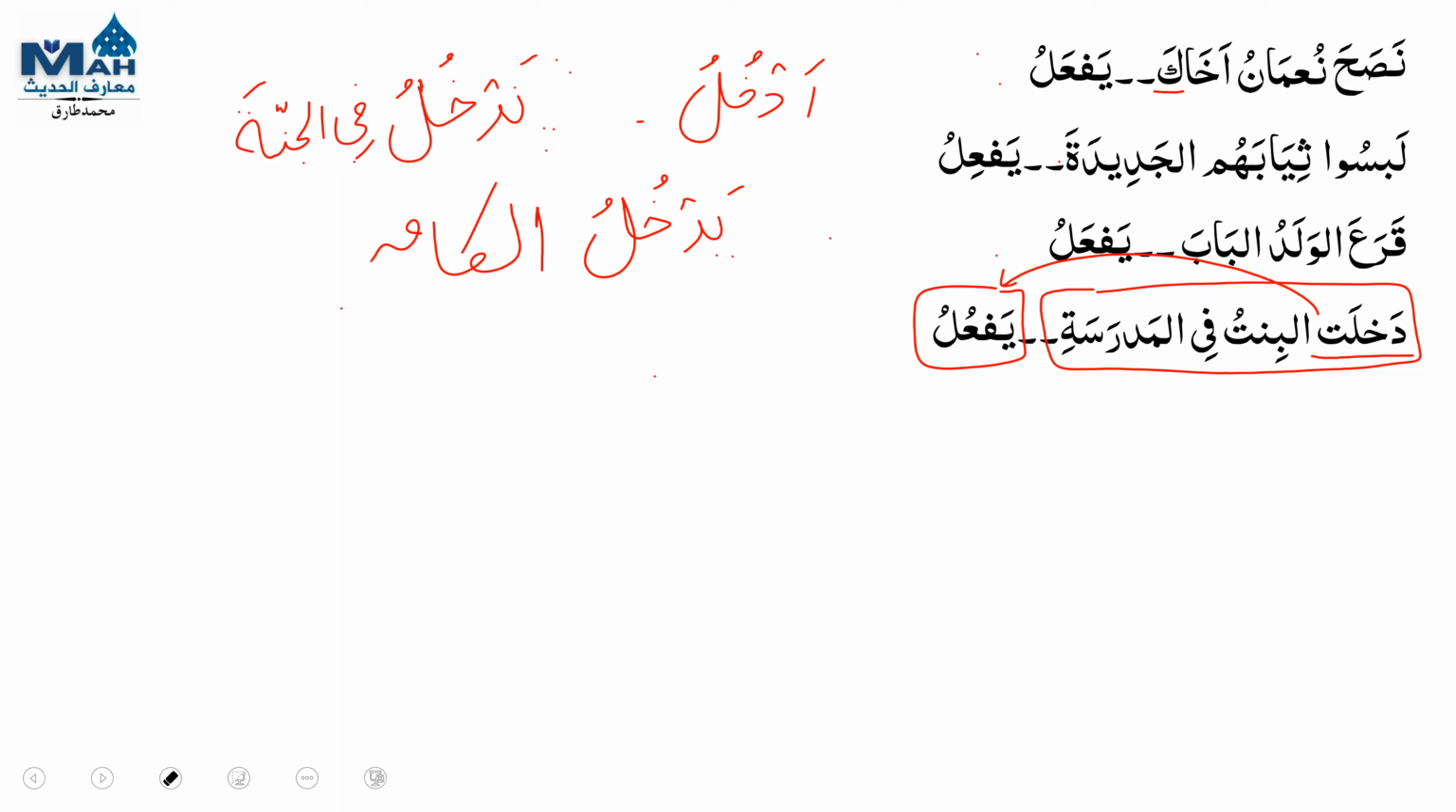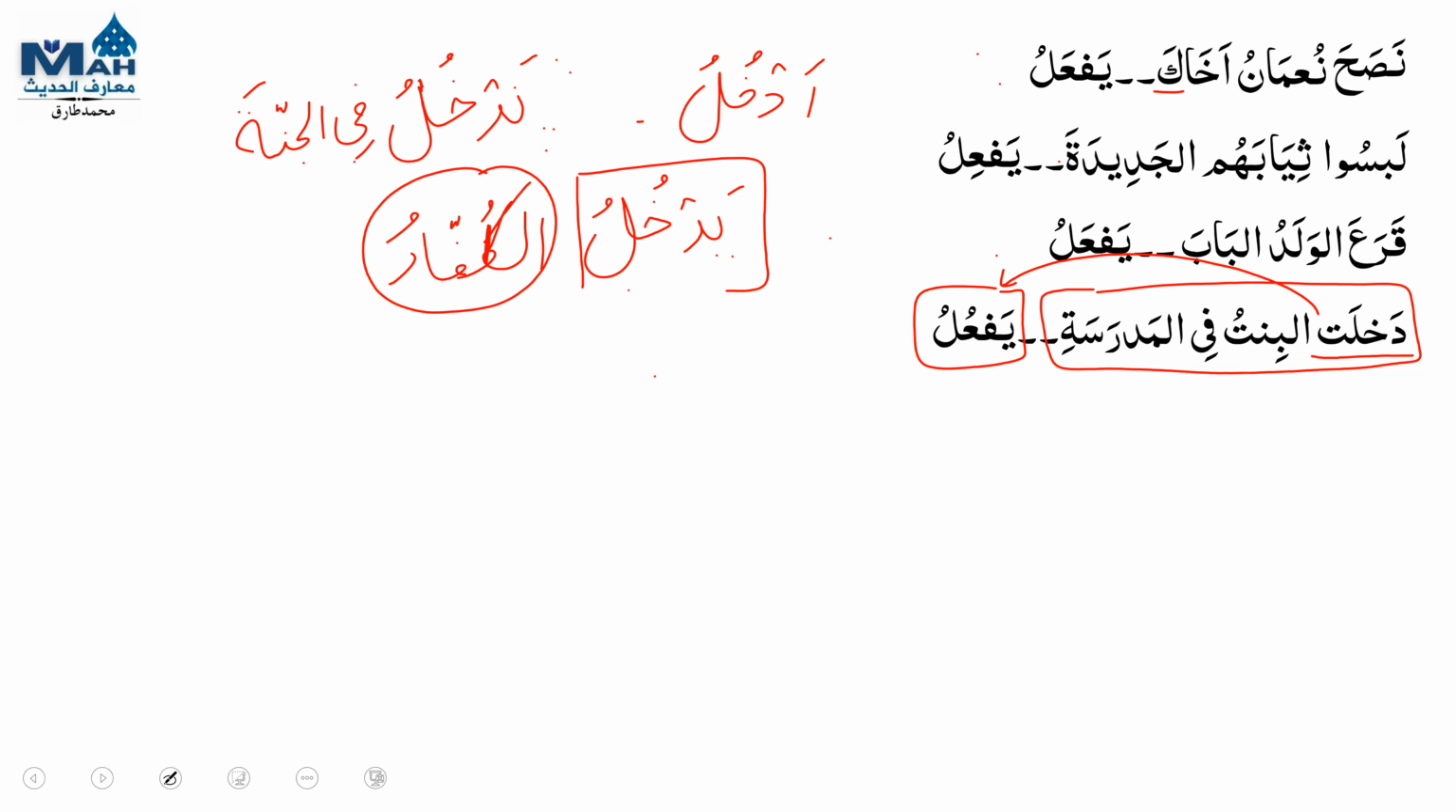Recall the chapter. When the fail is present, we have to use the first construction only. يدخل الكفار في جهنم. Because when the fail is present, then we will bring only what? The first construction of the masculine, third person. Very good.